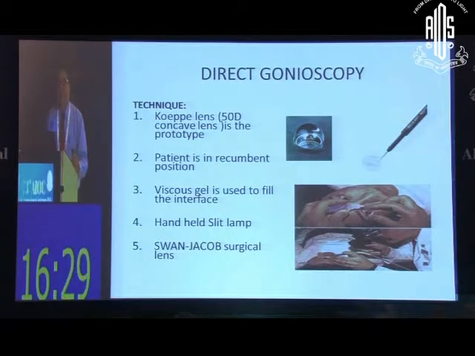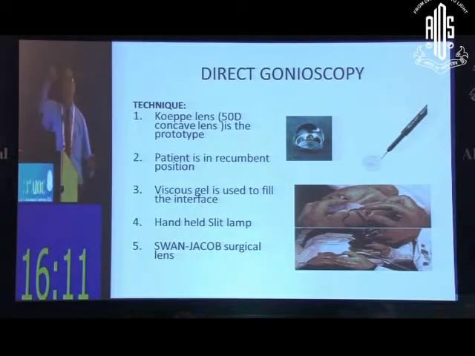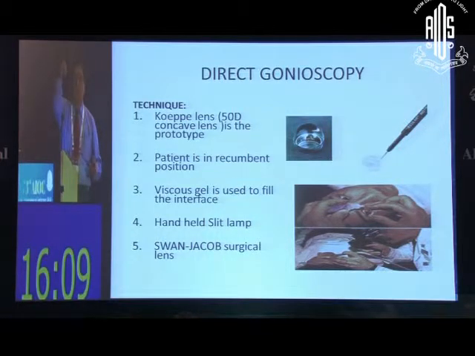So, direct and indirect gonioscopy. The prototype direct gonioscope is the Koeppe lens, like shown here, and for doing direct gonioscopy, the patient is lying supine, as you can see, and it is filled up with a viscous jelly, and this is the handheld slit lamp in the hand of the examiner, and the examiner actually rotates around the patient. The examiner has to move all around the patient, and that is how direct gonioscopy is done.